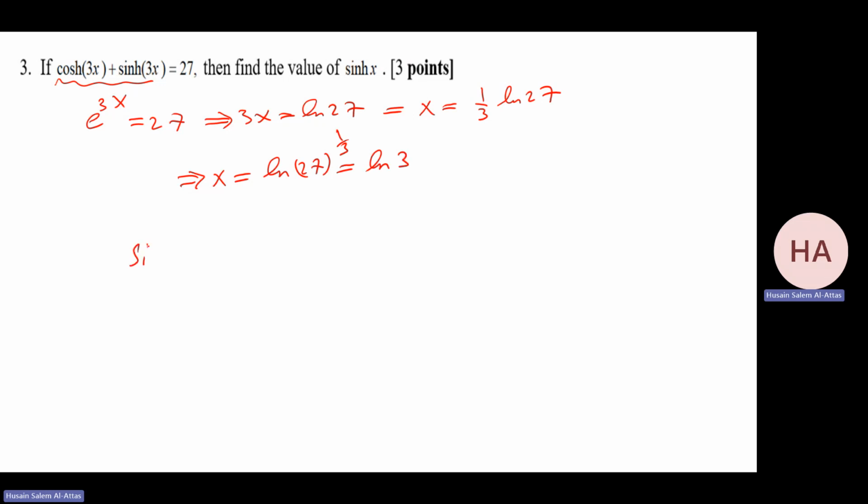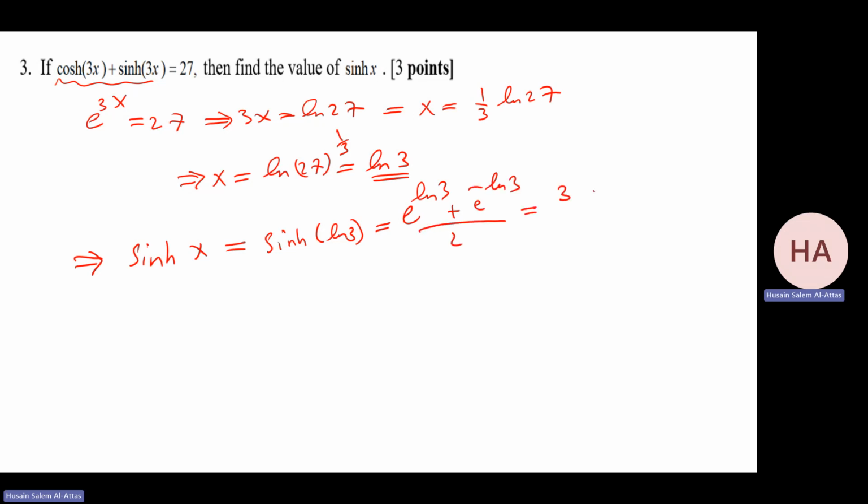Now sine hyperbolic of x will be sine hyperbolic of ln 3, which is my x. That will be e to the ln 3 minus e to the minus ln 3 over 2. That will be 3 minus 1 over 3 over 2. That's 9 minus 1, 8 over 6, that is 4 over 3.